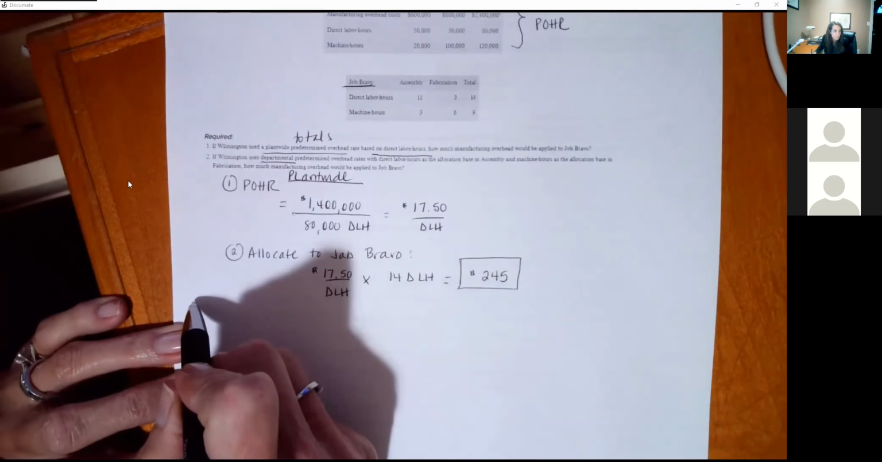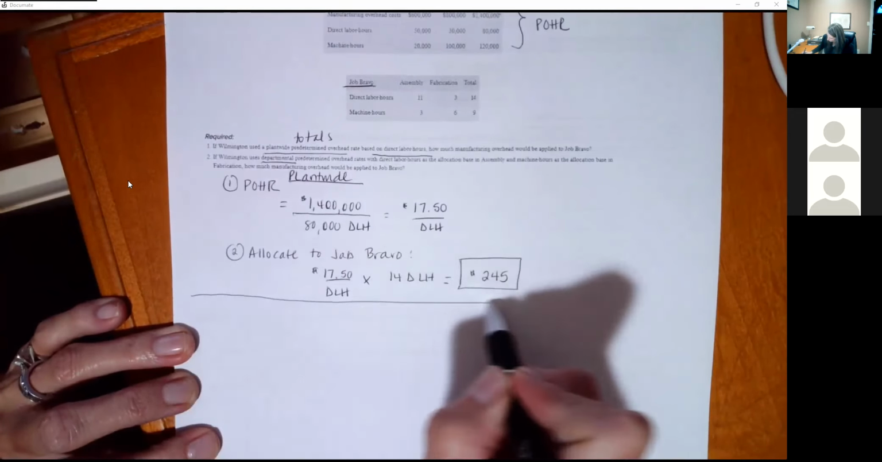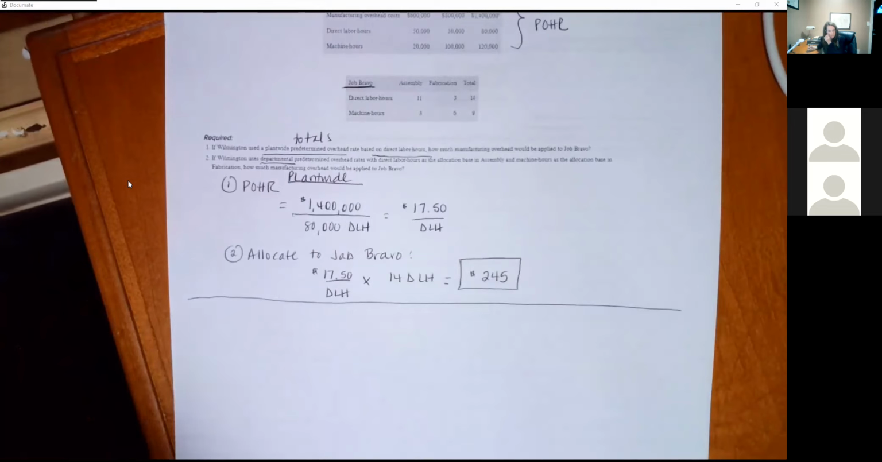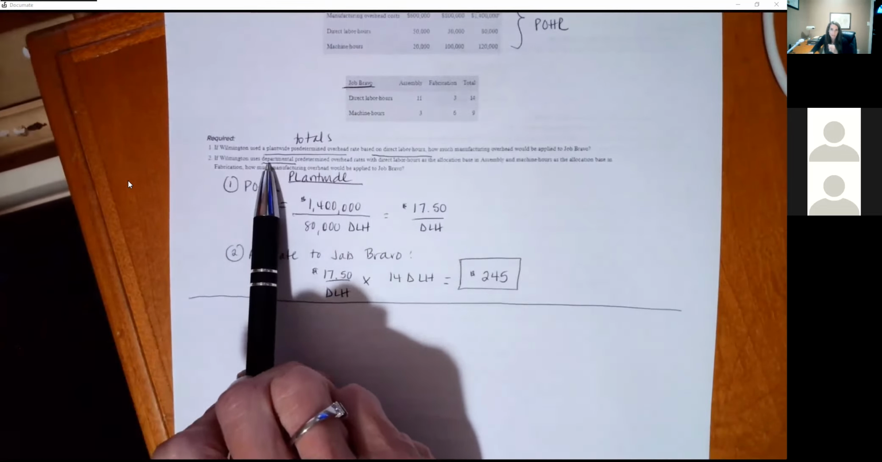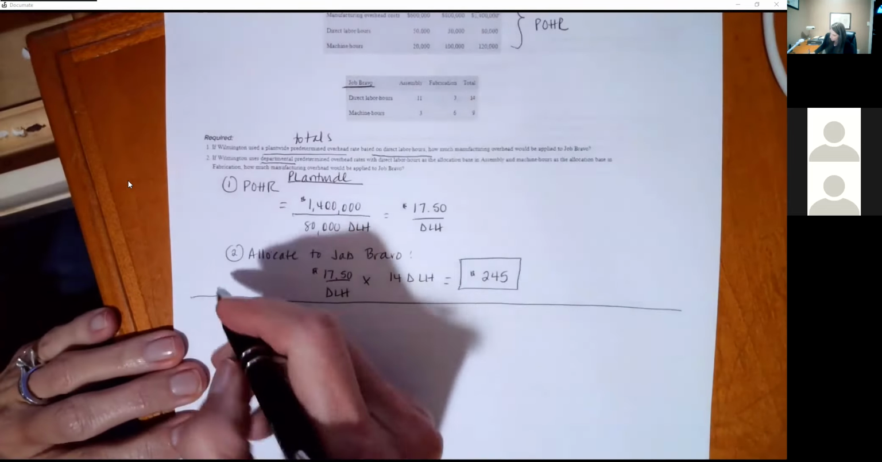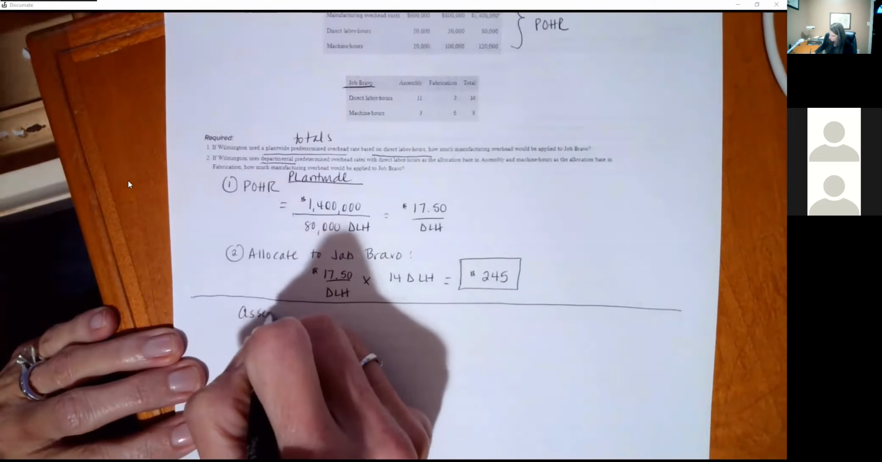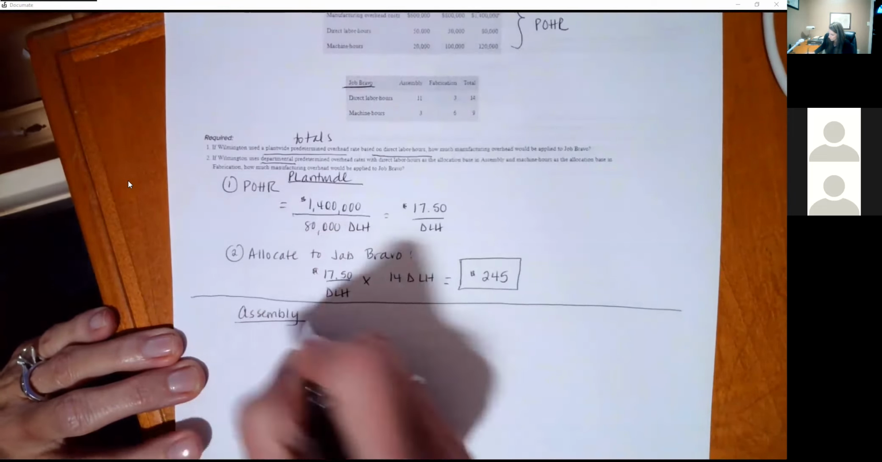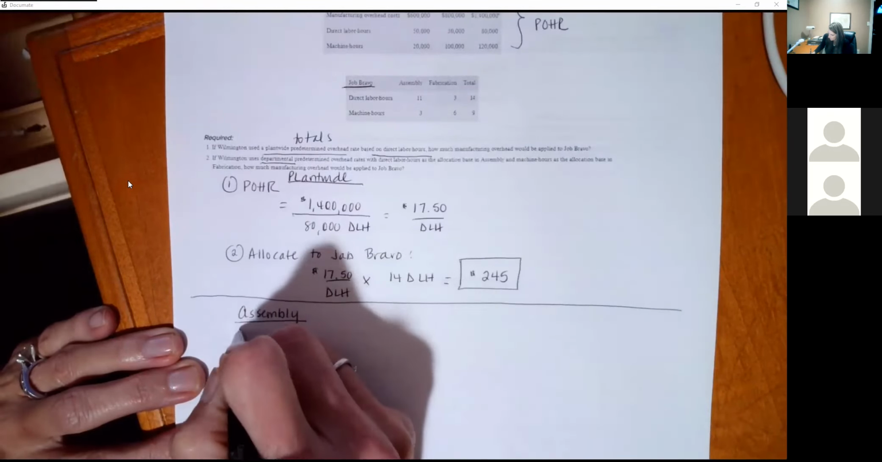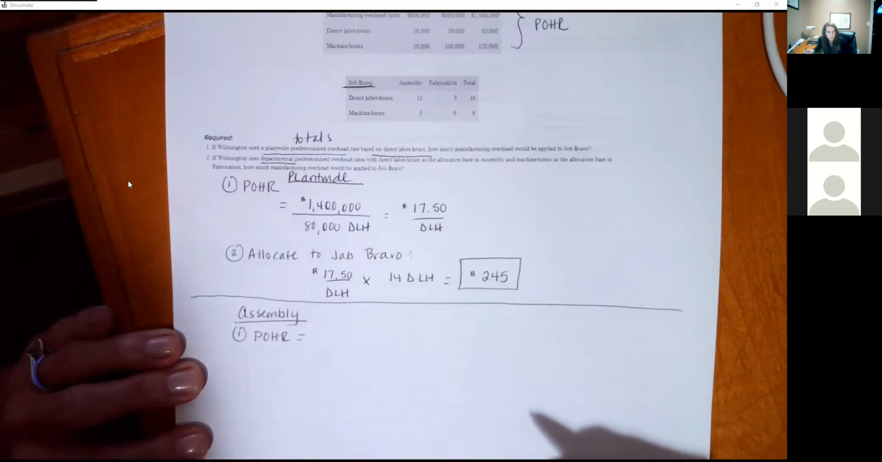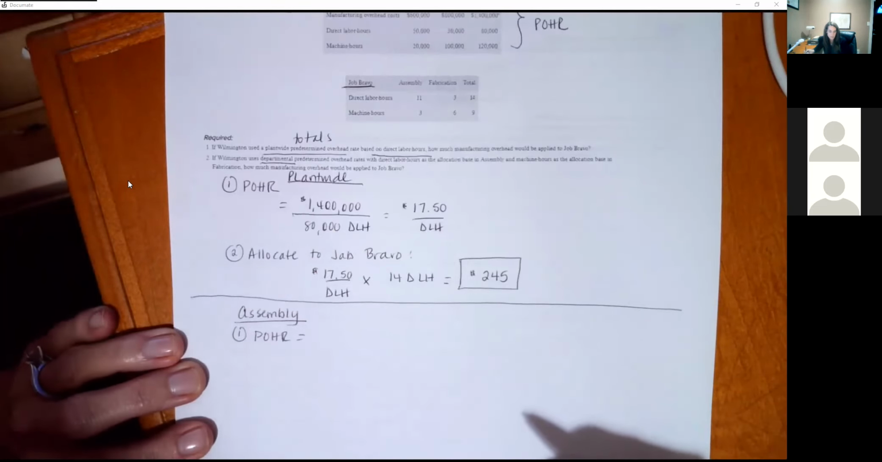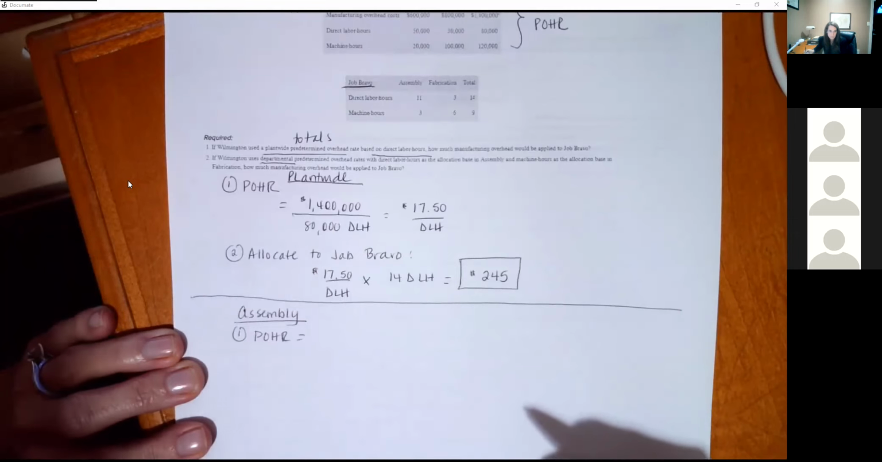Questions? Everybody okay? Okay, so then next we're going to do it based on departmental totals. So we're going to look at each department separately. So if we go to figure out assembly, what would my numerator be for assembly? 1,400,000.